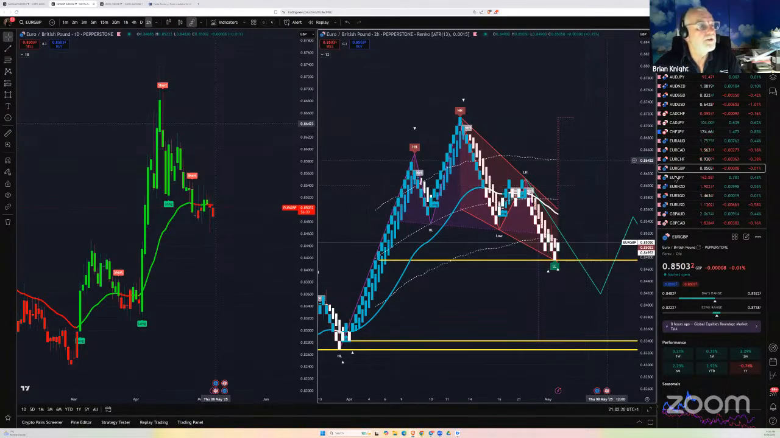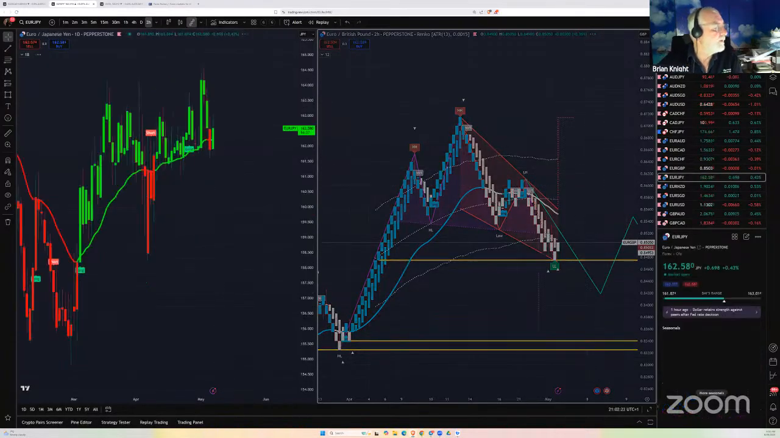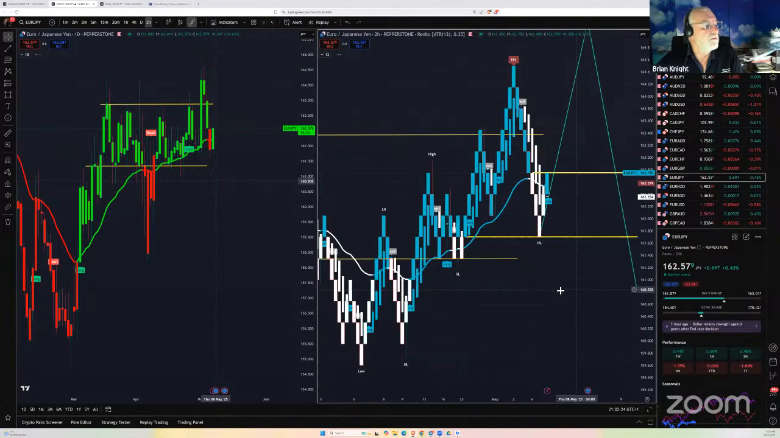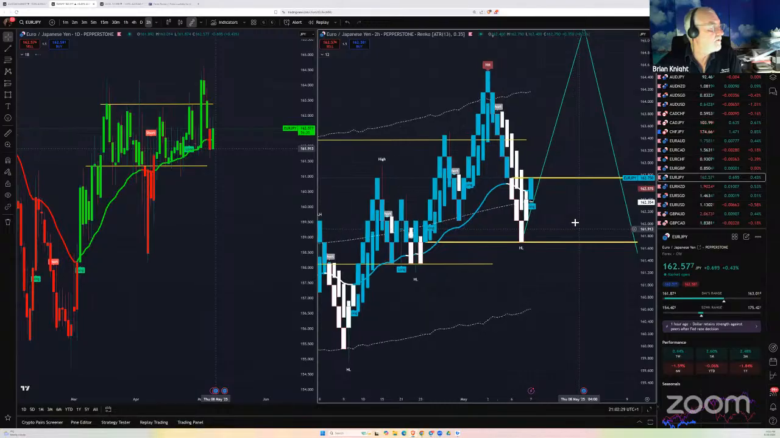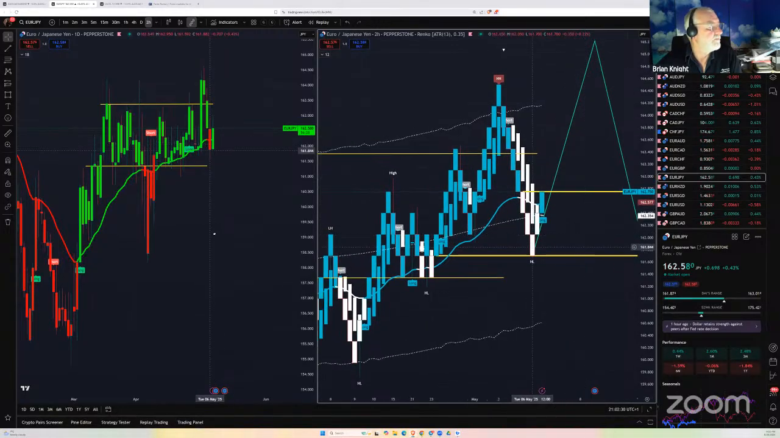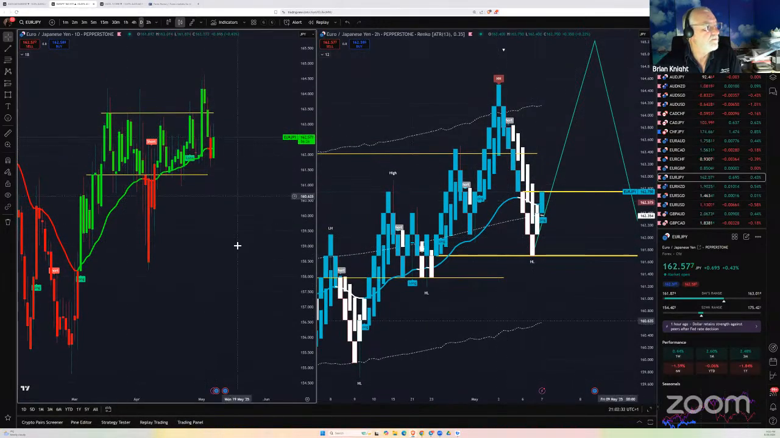Oh yeah, Euro JPY. Now we've got a long, change of color of candle. This thing's been stupid, hasn't it? Where's that high? Up over there. So it's that. Okay.